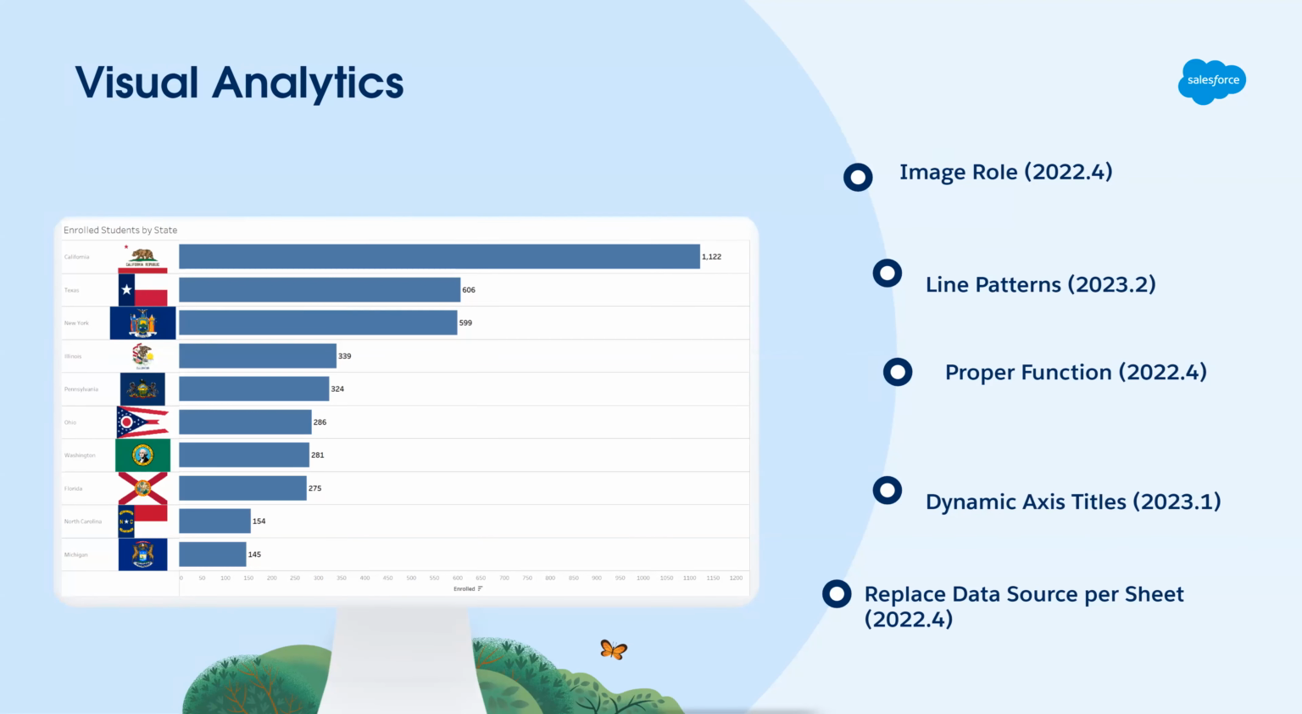Last one, replace data source per sheet. So for a long time, Tableau's always had a data source swap. Basically say, oh, I have a dashboard that has data from last month's export from some system. And then I got my new month's worth of data. We've always had that ability to swap the data source from month 1 to month 2, but being able to do that per sheet gives you a little more control over what's being swapped in the dashboard there.